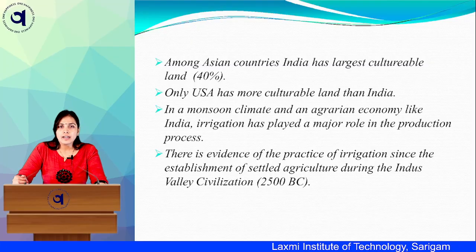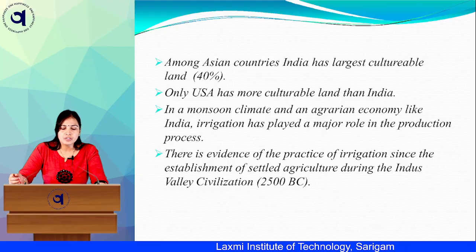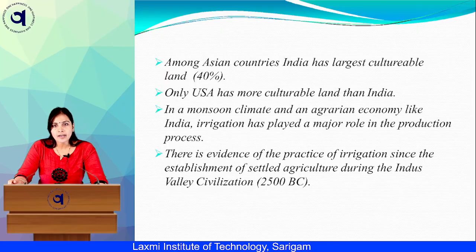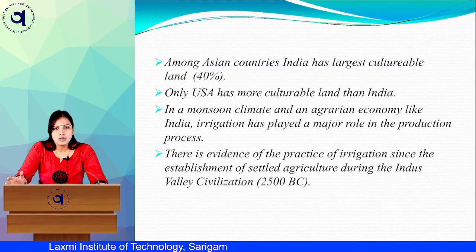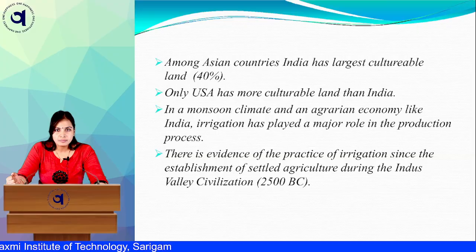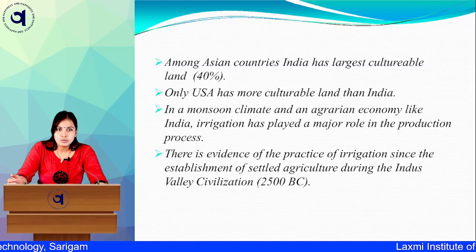We have some description here that among Asian countries, India has the largest cultivable land, and only the USA has more cultivable land than India. In a monsoon climate and agrarian economy like India, irrigation has played a major role in the production process, in economic development and production. There is evidence from the Indus Valley civilization that the practice of irrigation was also done in 2500 BC.